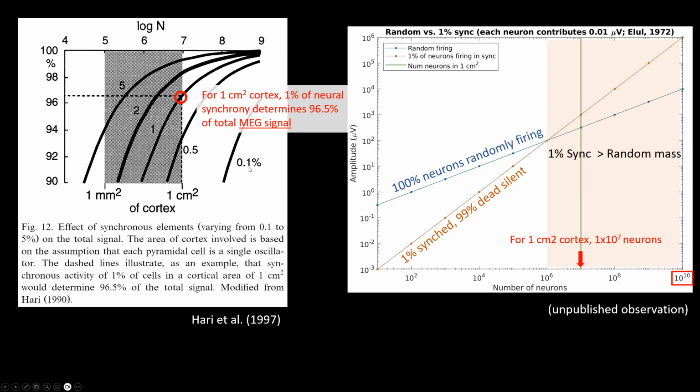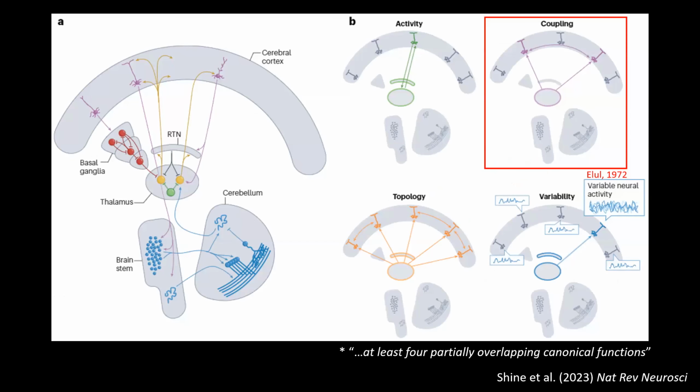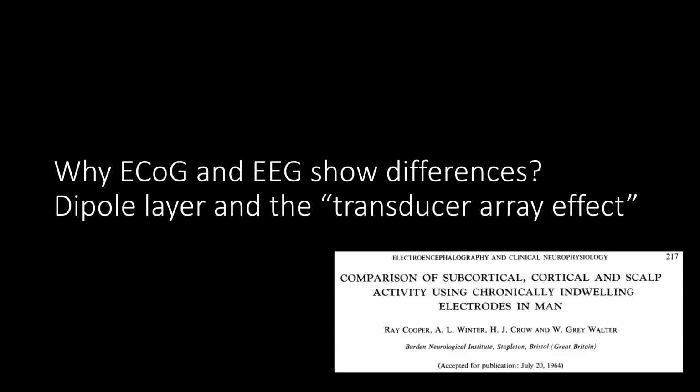We probably need 0.1% or a much smaller ratio of synchrony to record the 20 to 30 microvolts of the EEG on the scalp. So we have to have these basic numbers to have the right insight into neural synchrony. We shouldn't talk about 80% synchrony, but 0.1% synchrony. That makes a difference. So that's the neural coupling.